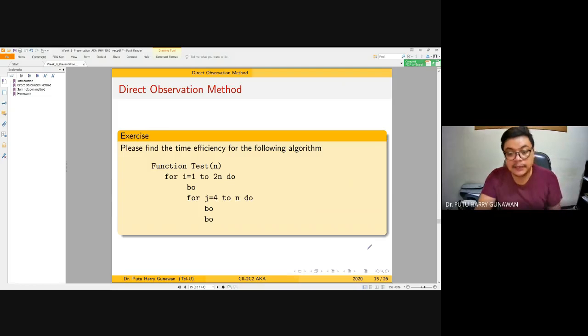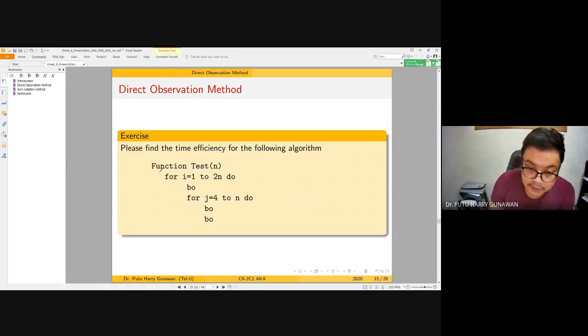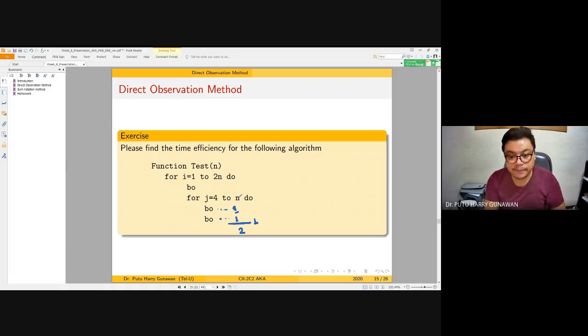Okay, so next example. What is the time efficiency of the following algorithm? So what can we do? This is very simple. First we look at the inner loop. In this one, this is the basic operation. So the basic operation should be 1 and this should be 1. Since this is the same level, we need to add them, so this is 2.